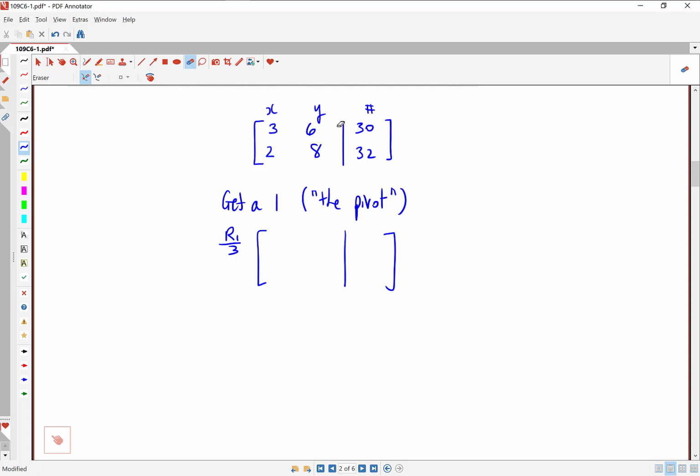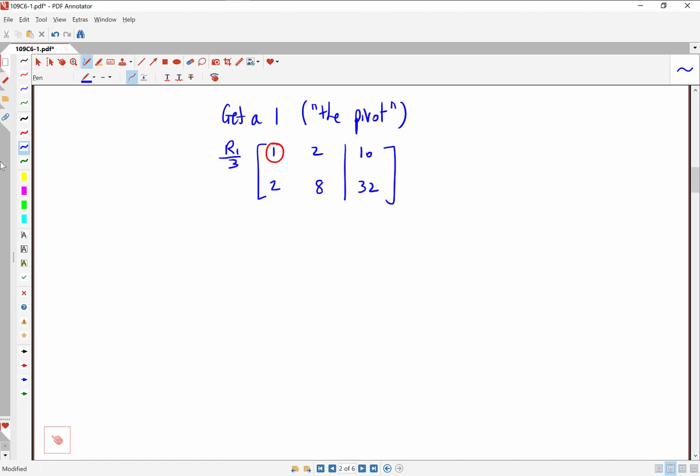Okay, let's look back at our previous matrix. Divide each of these numbers here in the top row by 3, and you'd have 1, 2, and 10. So that has created our 1 for us, otherwise known as the pivot. Bottom row is not changing, so we're just going to recopy that.